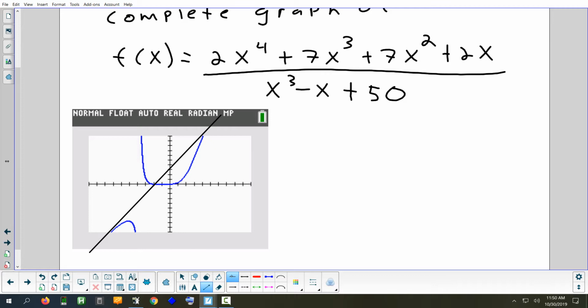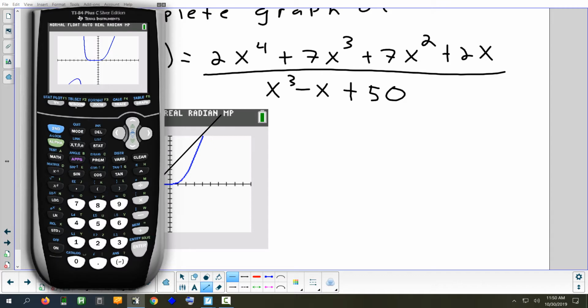So what I want to do is set my Y max a little higher. Okay. You know what? Let's set the X max a little higher too. So X max to 20. And let's set the Y max to 30. I'm going to hope that that second part starts to curve back.